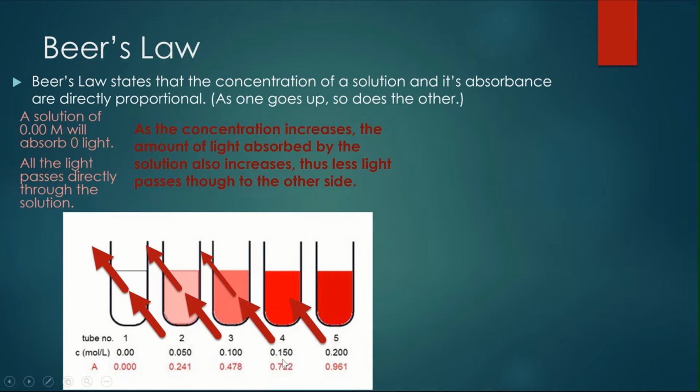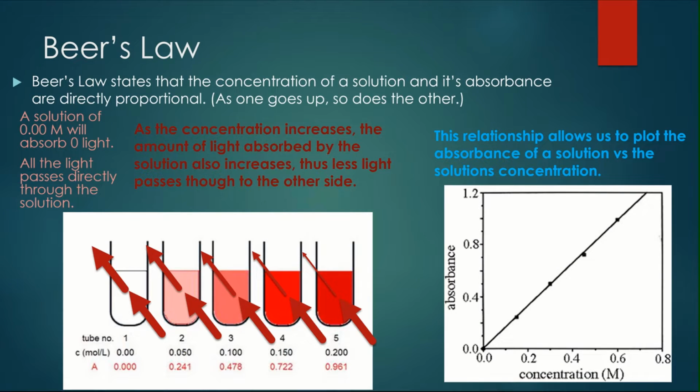We move up to test tube number 4. We've again increased our concentration. We now have a concentration of 0.15. We shine the same amount of light, and an even smaller amount makes it through. More and more light is being absorbed as you increase the concentration of the solution. Test tube number 5 now, our greatest molarity, is also going to lead to our greatest absorbance. Very little light makes it through this solution because most of it is absorbed by the solution itself.